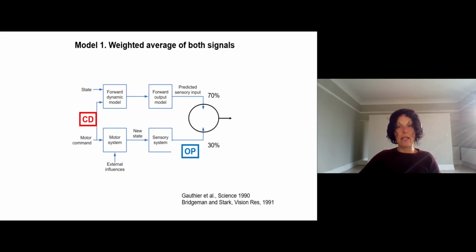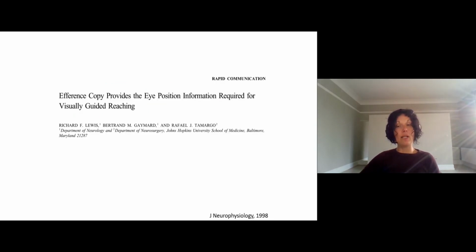Now, the model that Gauthier proposed is that the corollary discharge and ocular proprioception are combined together, and they estimated the weight of ocular proprioception to be about 30%, and this was then confirmed by different authors the year after. Now, that's not the only hypothesis.